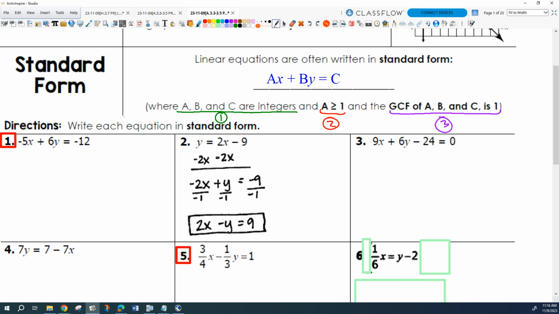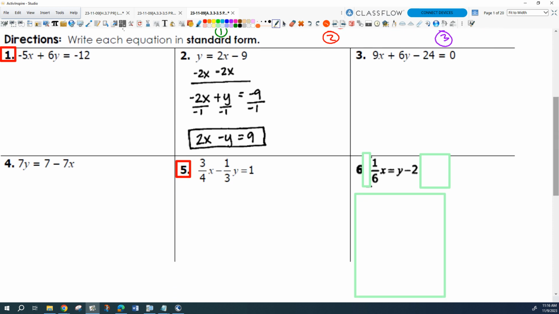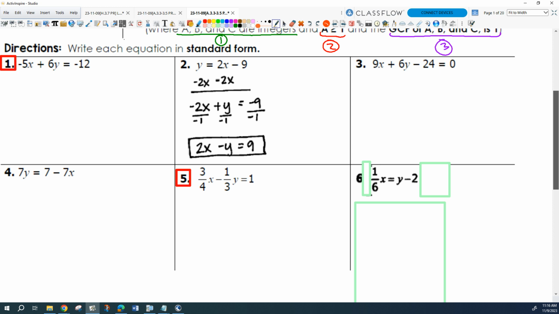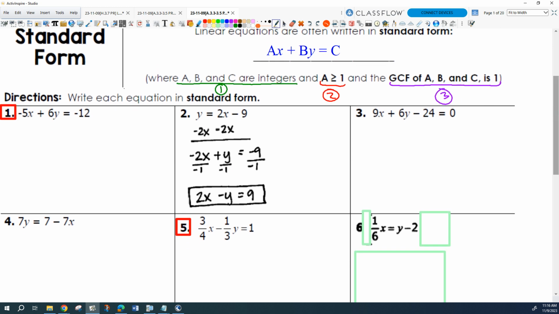All right, so two things with standard form we want to be able to do. We want to be able to write equations in standard form, and eventually we want to be able to graph equations in standard form, although we're not going to worry so much about that right now. What do we have to do with example number one up here? It looks pretty good. It's almost in standard form, but I'm violating one of my three rules. Which one?